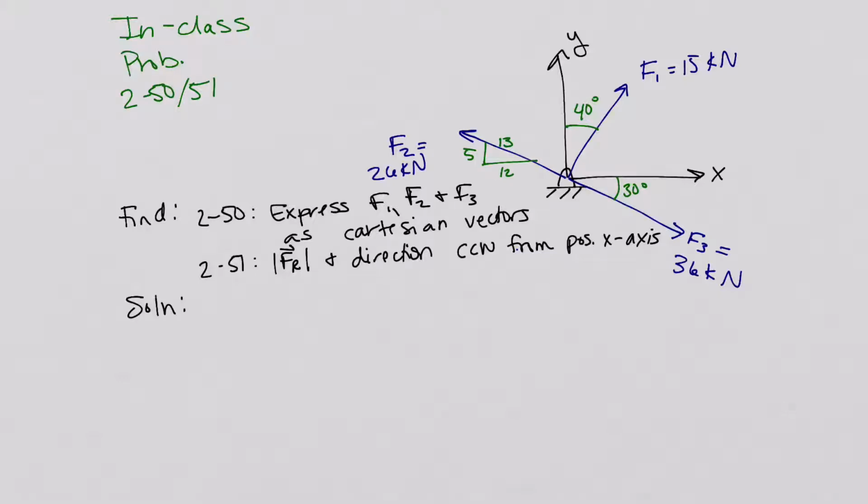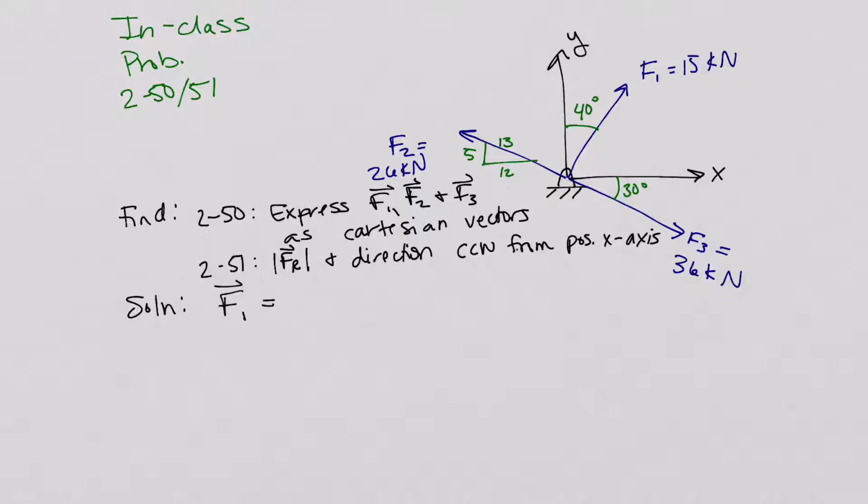So this is problem 250, or problems 250 and 251 that we're doing in class. For the first part of it, these are both using the same figure. They want us to express F1, F2, and F3 as Cartesian vectors. So let's just go ahead and do that. And that'll actually help us with the second part.